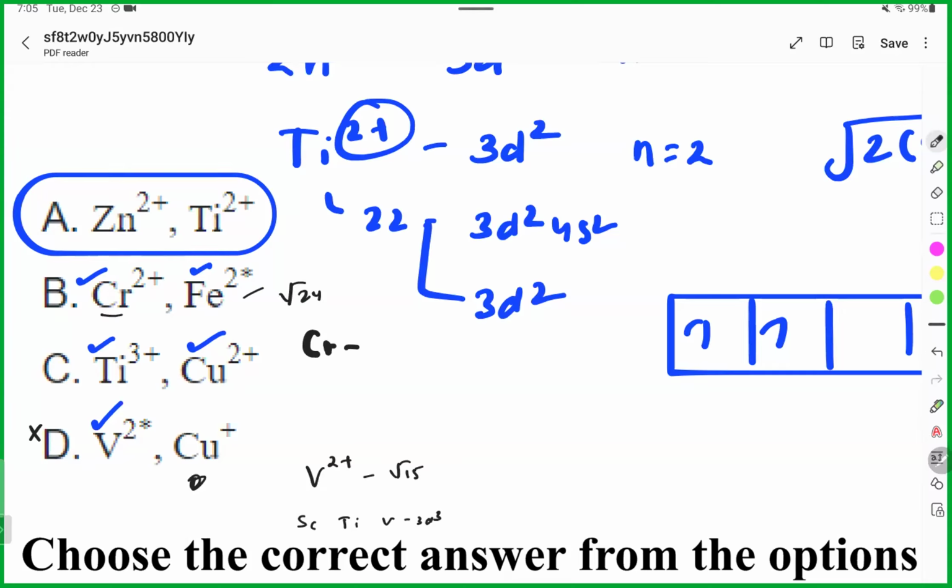Sir, copper says 1.73. Cu plus or 2 plus? Cu2 plus you did, na? Yeah, 1.73. So this is only 3d9, so only one unpaired electron. Okay. And titanium 3 positive, root 3. So is this correct?